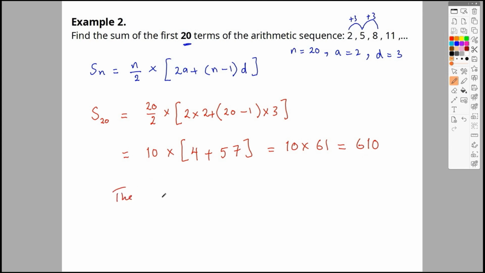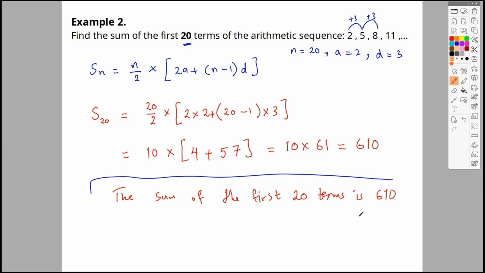So the sum of the first 20 terms is 610. And this is our final answer.